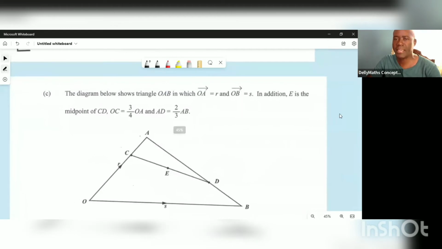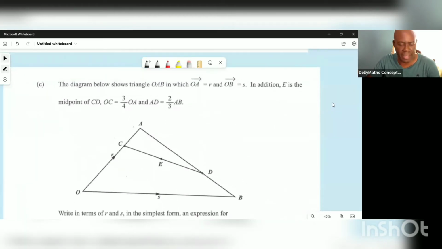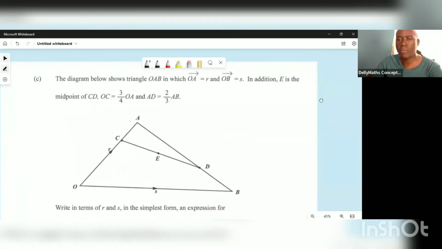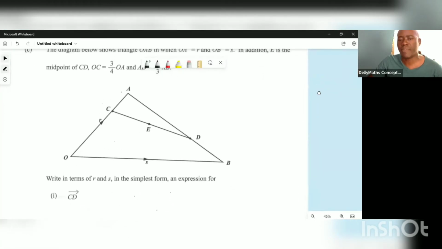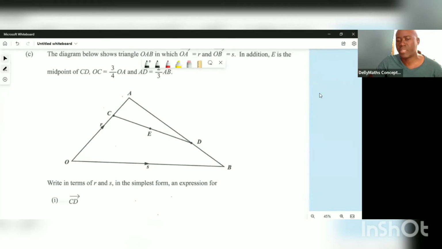Next question is a vector question. All right, so we have a vector question. The question says the diagram below shows triangle OAB in which OA is equal to R and OB is equal to S. In addition, E is the midpoint of CD such that from O to C is 3/4 OA and from A to D is 2/3 AB. Write in terms of R and S in the simplest form the expression for CD.